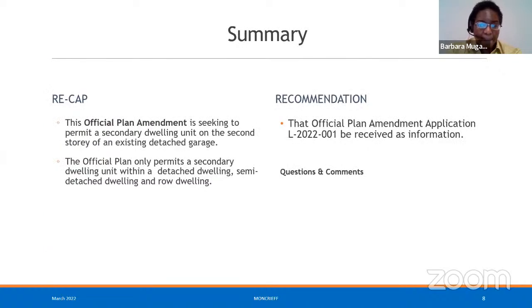So as a summary, this official plan amendment application is seeking to permit a second-story dwelling on the second story of an existing detached garage. The official plan only permits a secondary dwelling unit within a detached dwelling, a semi-detached dwelling, and a row dwelling. At this point, we're presenting this application to get feedback from committee and feedback from members of the public. The intent is to come back at a future date with a recommendation report. That concludes my presentation. I'll take questions.